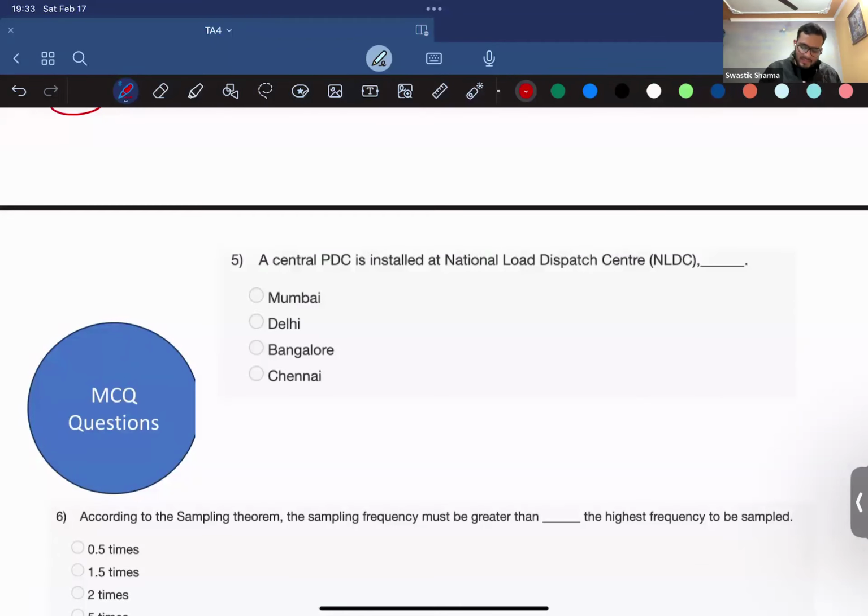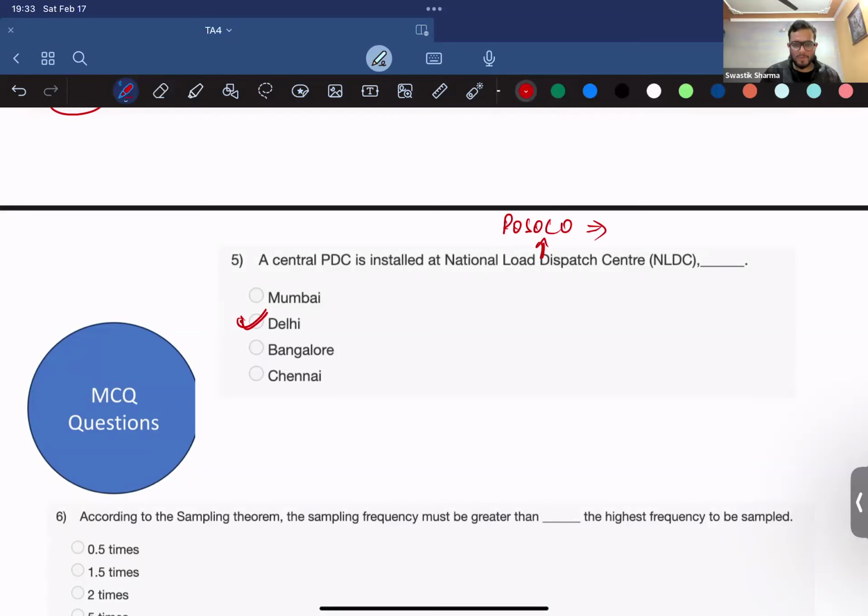Okay, so a central PDC is installed at NLDC. Where is NLDC located? Now the Delhi. Yeah, it's Delhi. Now it's not called NLDC anymore. It was called POSOCO, and then they changed their name to what is it now? Can anyone tell me?